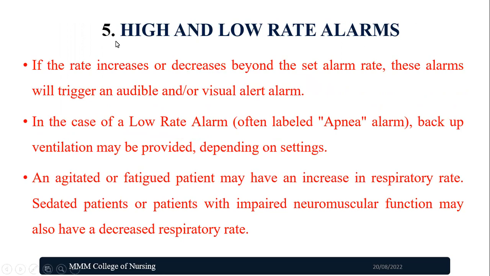The fifth type of pressure alarm is the high and low rate alarms. If the respiratory rate increases or decreases beyond the set alarm rate, these alarms will trigger an audible or visual alert. In case of a low rate alarm or apnea alarm, backup ventilation may be provided depending on settings. An agitated or fatigued patient may have an increase in respiratory rate. Sedated patients or patients with impaired neuromuscular function may also have a decreased respiratory rate.